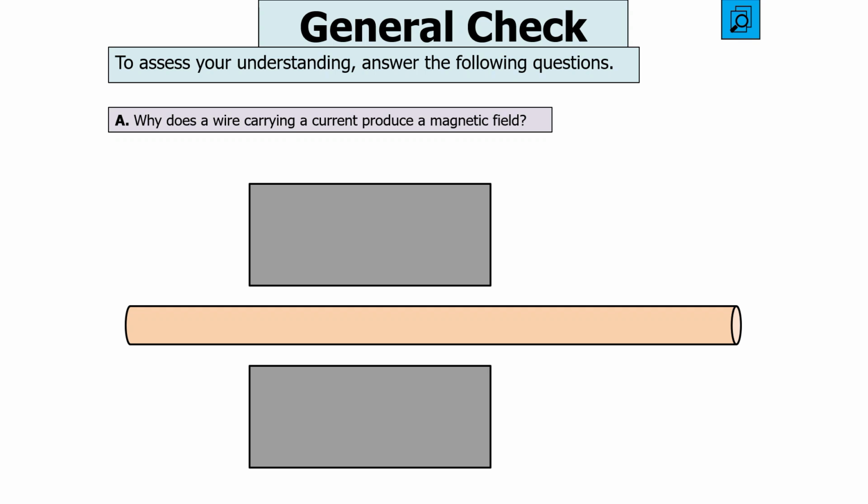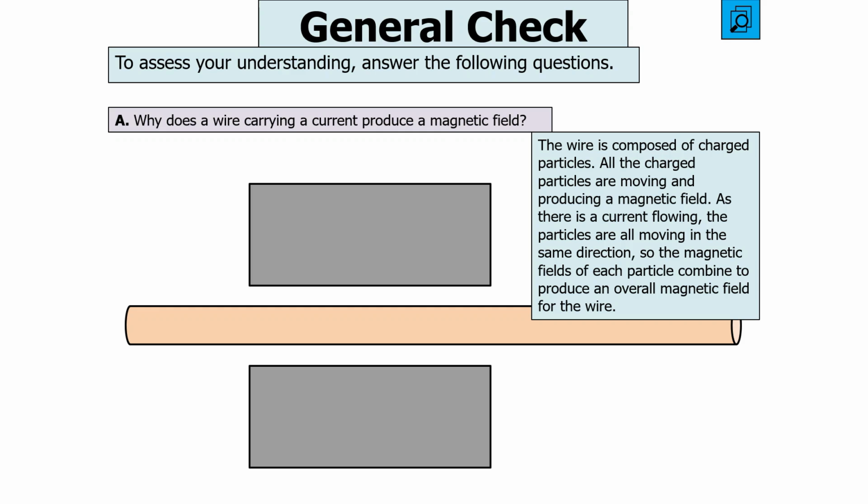Why does a wire carrying a current produce a magnetic field? The wire is composed of charged particles. All the charged particles are moving and are producing a magnetic field. As there's a current flowing, the particles are all moving in the same direction, so the magnetic fields of each particle combine to produce an overall magnetic field for the wire.